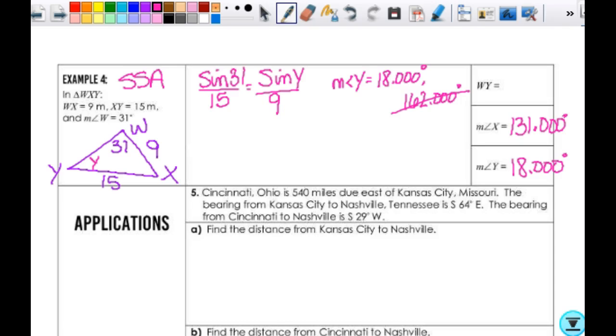And then you want to store that in x. That way you can use x and y when you're actually doing what you need to do. So now I need to find wy. Well, wy is across from x. So I can say that the sine of x, which I have stored in my calculator, over the length of wy is equal to the sine of 31 over 15. And then that's just cross multiplying and dividing there.